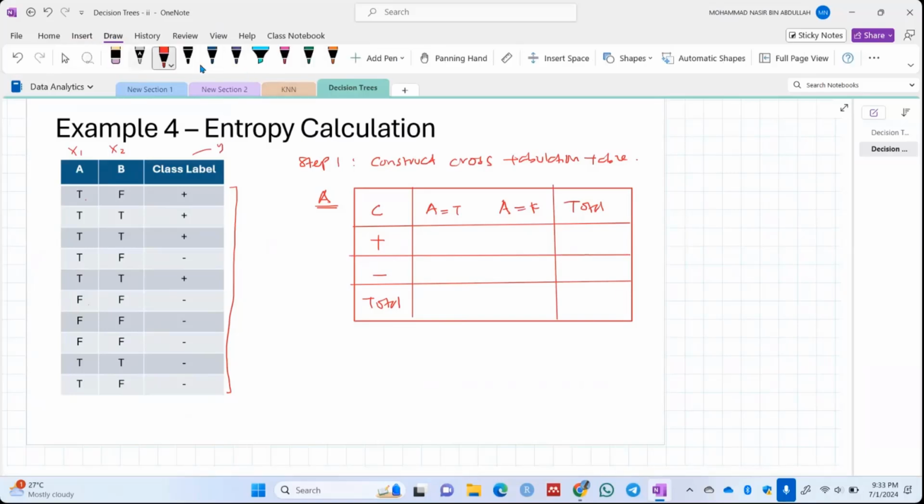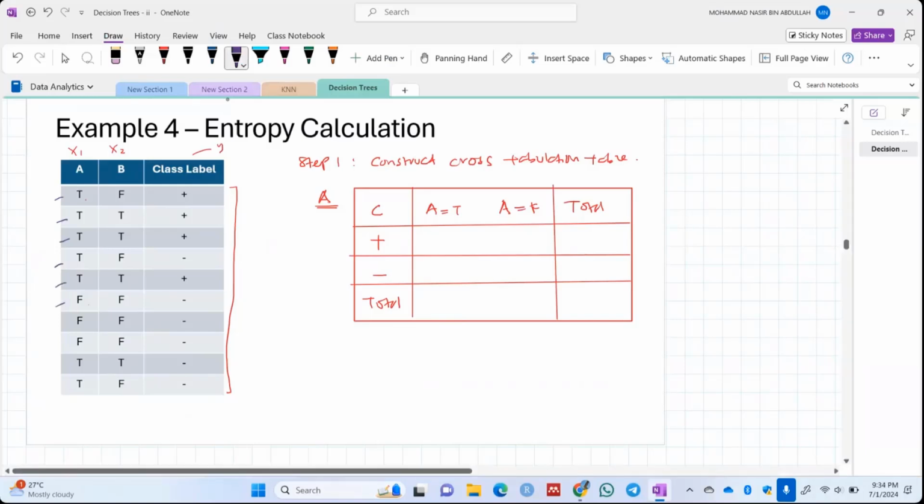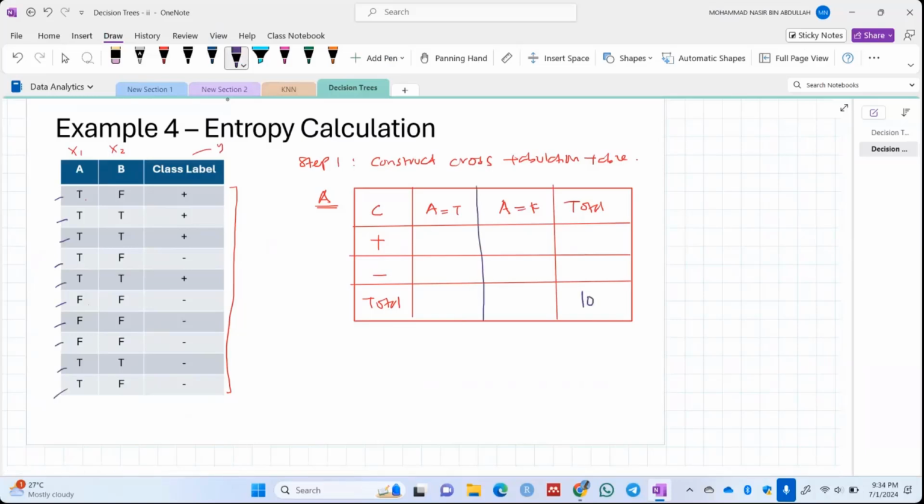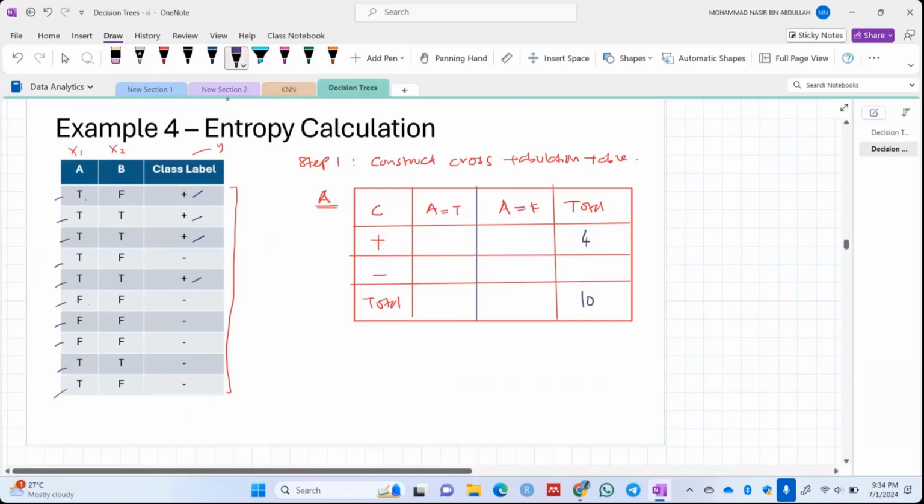So for the overall data, how many observations do we have? 1, 2, 3, 4, 5, 6, 7, 8, 9, 10. So we have 10 observations. Out of 10 observations, we have 1, 2, 3, 4 positive class. So 4 positive class, 6 negative class.